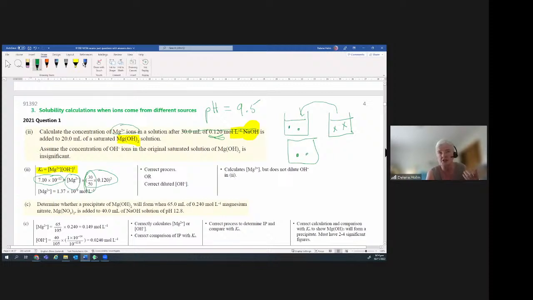Remember, pH is the concentration of hydrogen ions, which is relative also to the concentration of OH minus ions. So you first need to work out the concentration of OH minus ions based on the pH, and then that gets inserted into this expression. Okay. Any questions on that?